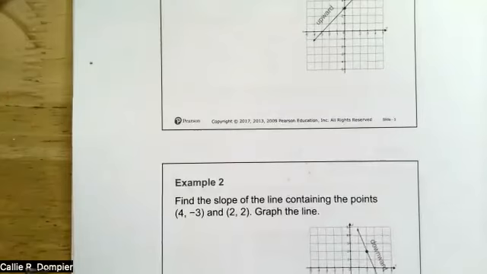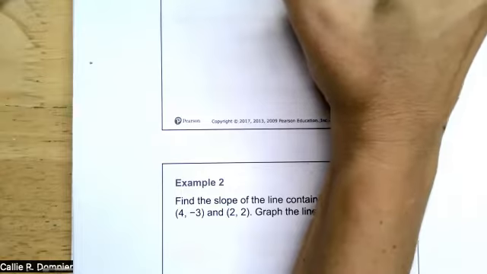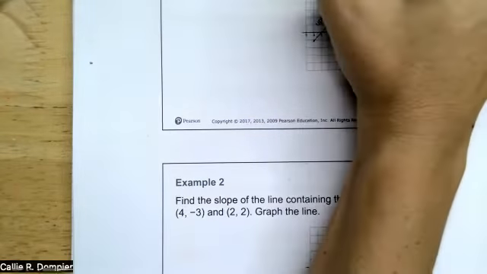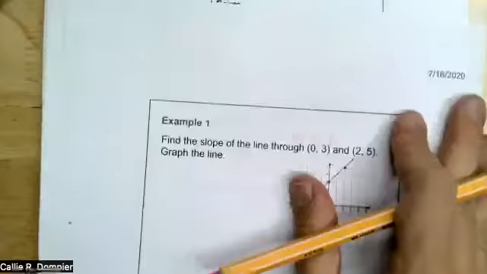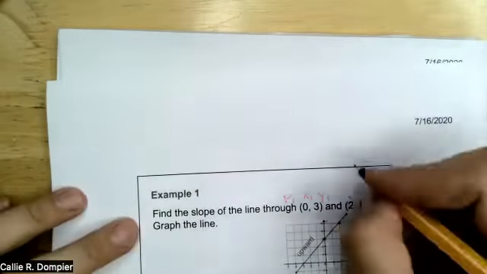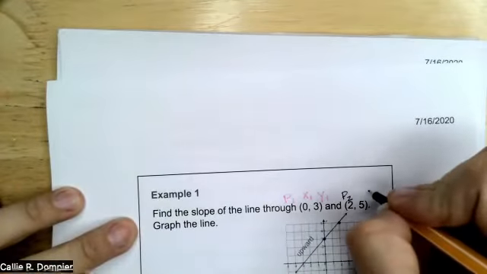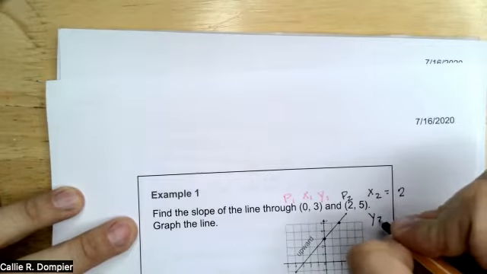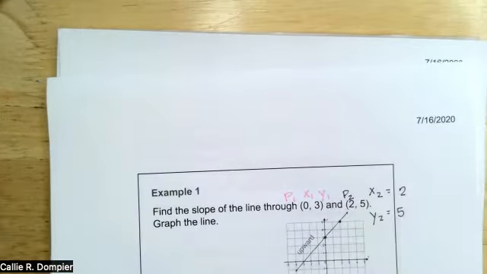Sorry, printed on both sides of the page. They are now asking you to find the slope of a line through (0, 3) and (2, 5). So this will be my point 1, my first point. That means my x1 is equal to 0, my y1 is equal to 3. This will be point 2. So that means my x2 will be equal to 2, my y2 will be equal to 5.